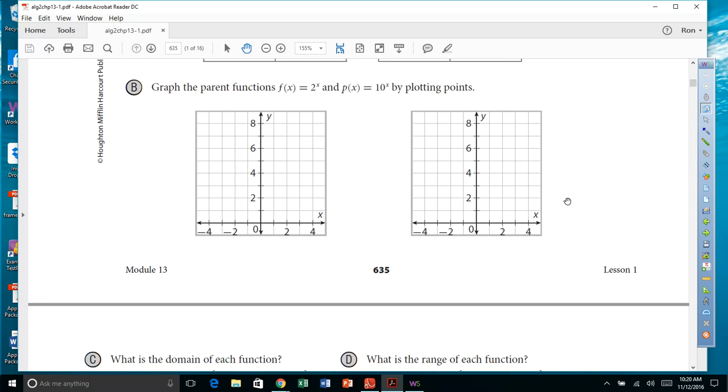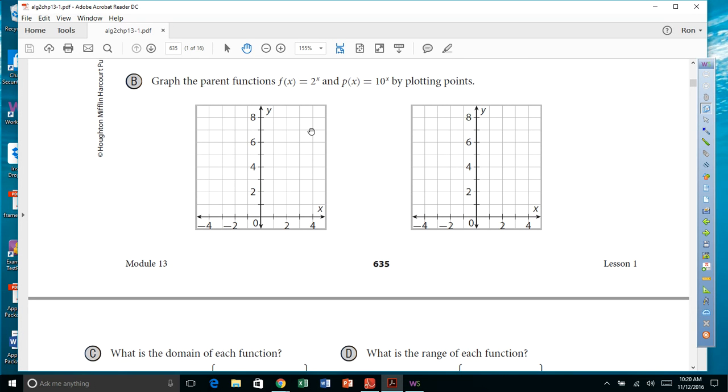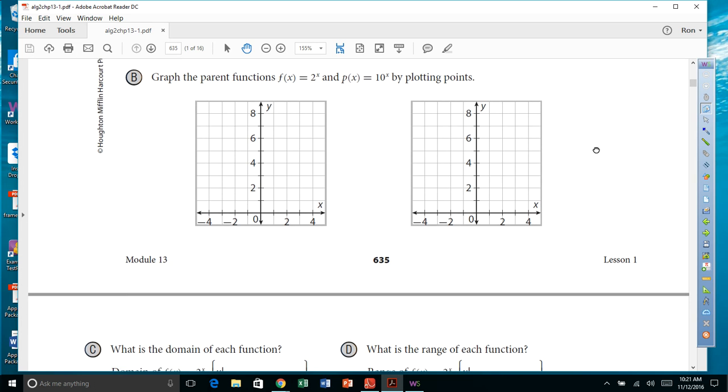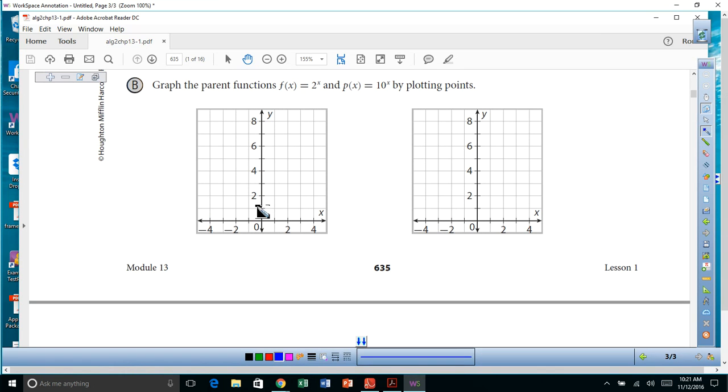Graph the parent function f of x equals 2 to the x and p of x equals 10 to the x by plotting the points. The first one we had was negative 3 and 1/8, and that might be like right there. And then negative 2 and 1/4 might be about right there. Negative 1 and 1/2 we'll say is right there. 0, 1 right there. And then 1, 2, 2, 4, and 3, 8. And it might look something like this right here.